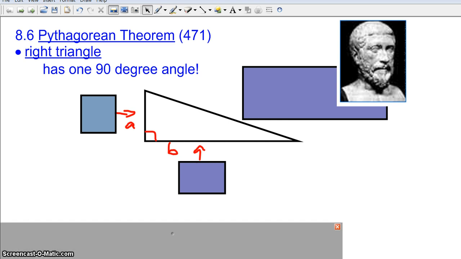Okay, so there are three sides to every triangle. And one of them is always the longest side. And the longest side is always located across from, guess what? The right angle. Good. So the right angle, the 90-degree angle in this image is here, and across from it is the longest side.